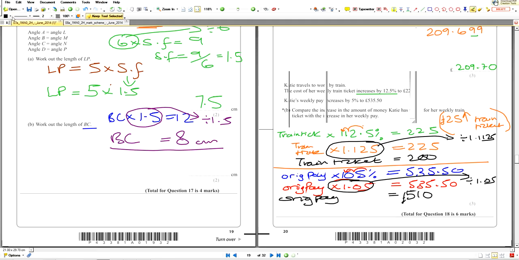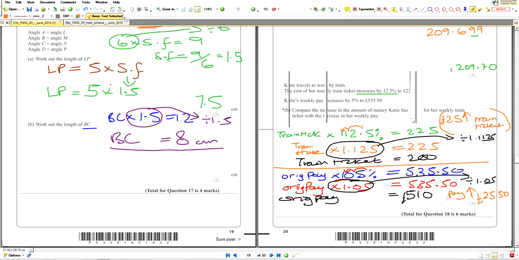Now, how much has the pay increased by then? 25. A bit more than 25. Remember, it's £535.50. Oh, yeah. So from 535.50 minus the 510 will give us what? £25 and 50 pence. So the pay has increased by £25.50.